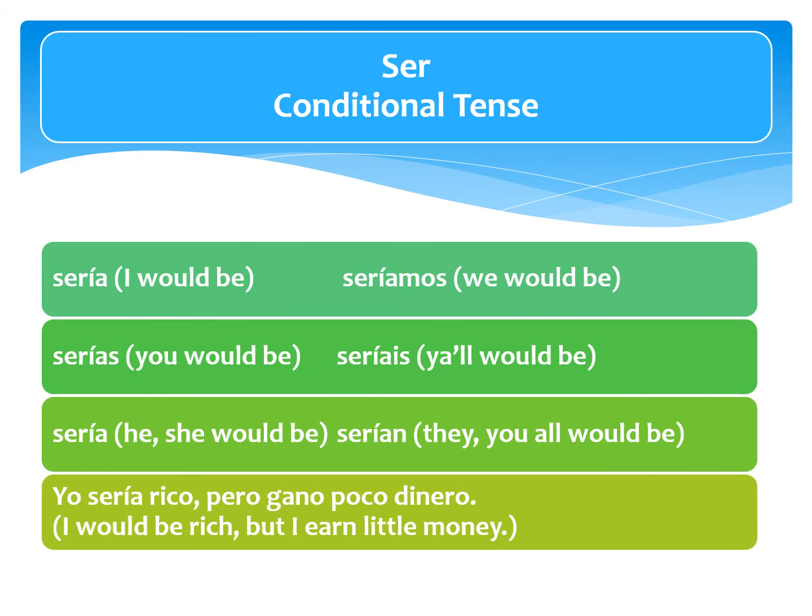In the conditional tense, saying somebody would do something. Sería, serías, sería. Seríamos, seríais, serían. And again, you're saying somebody would do something with the conditional tense. Notice the accent on all the I's there. Yo sería rico, pero gano poco dinero.